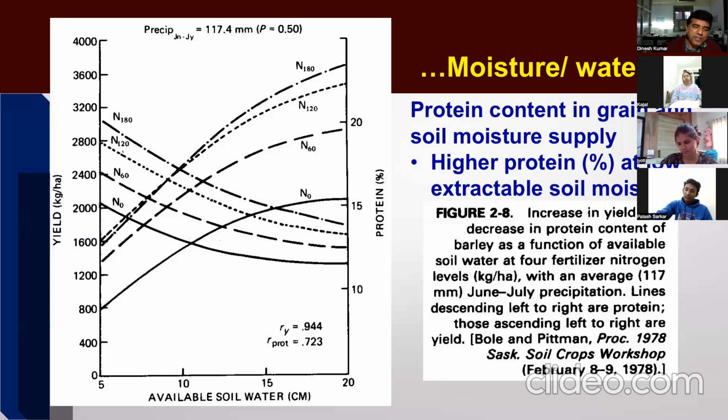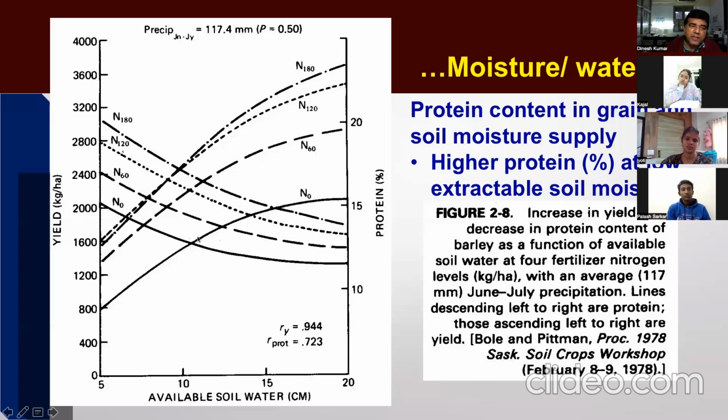So here also you can see on x-axis, it is available water per meter in 100 centimeter, how much water is available, 10, 15, 20. And this is for barley. This example is for barley, a cereal crop containing 10 to 11% protein. Now you can see on x-axis, water availability is increasing. On y1 axis, this is the yield of barley. On y2 axis, the right side axis, you have protein percent from 10, 15, 20 like this.